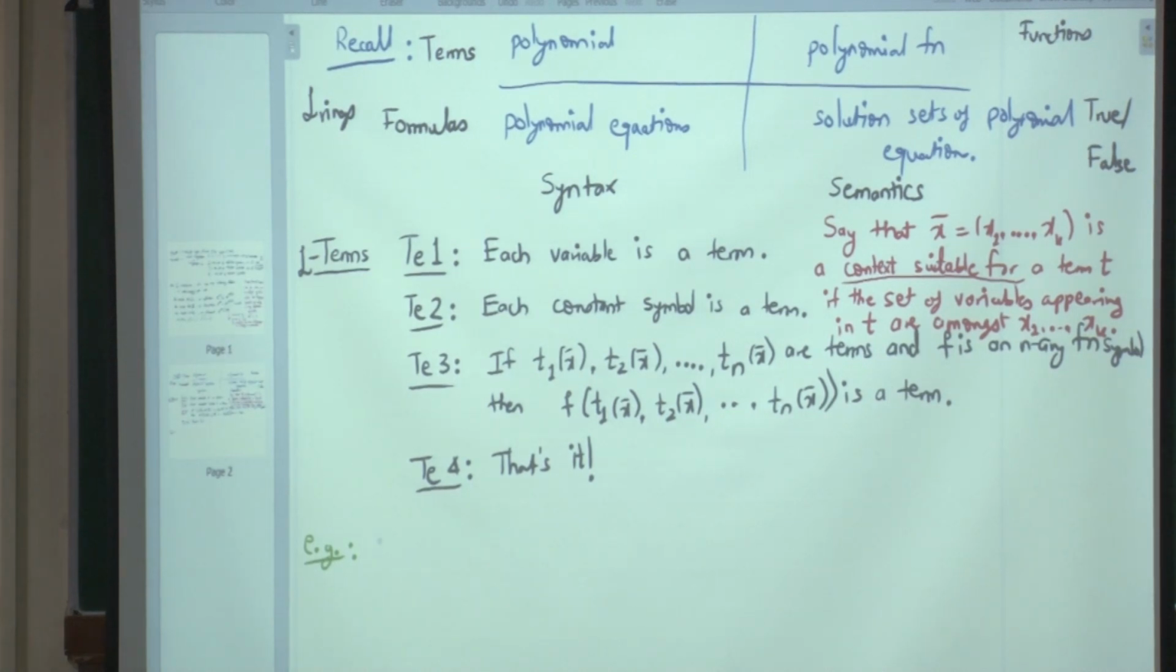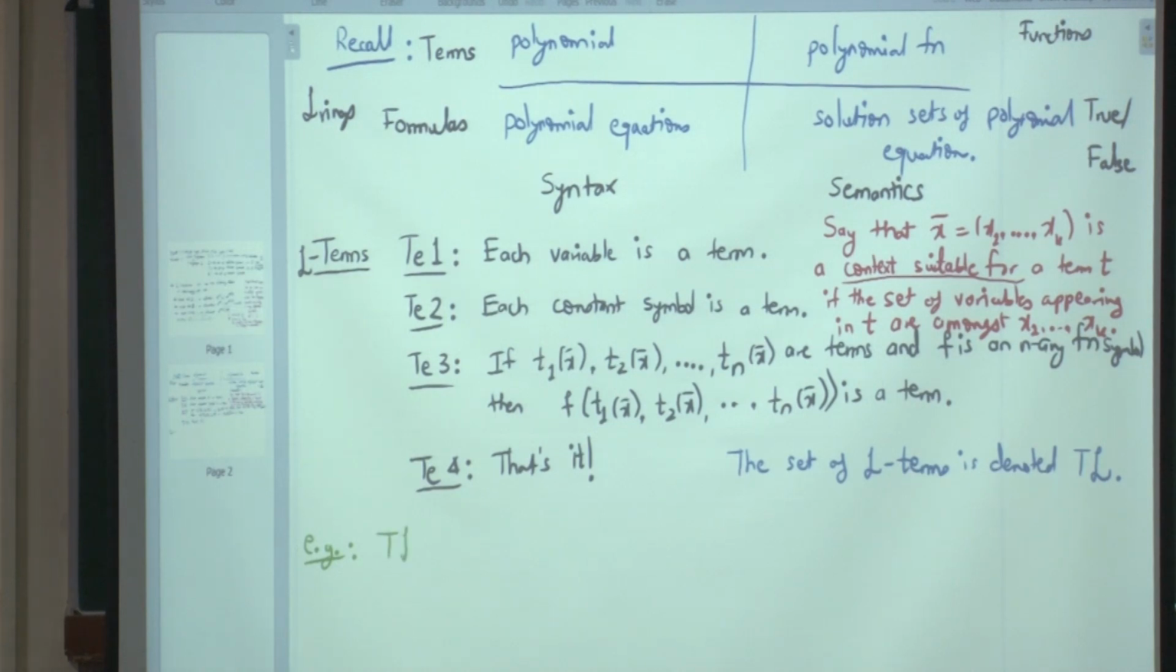Just one more thing, the set of L terms is denoted TL. So far we have used the notation SL in propositional logic, so this is TL. Then for formulas it will be FL, and for sentences it will be again SL. Okay, so let's do an example.